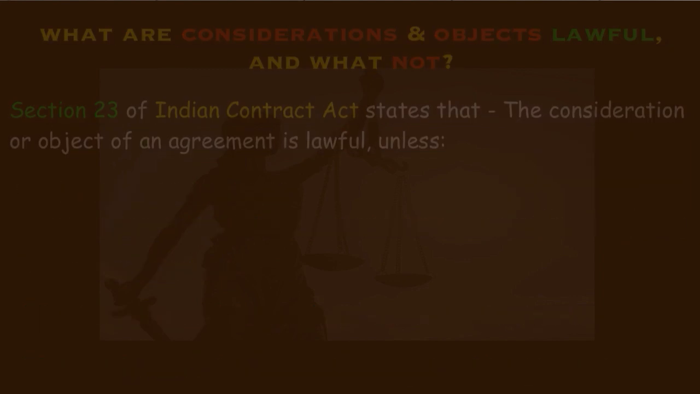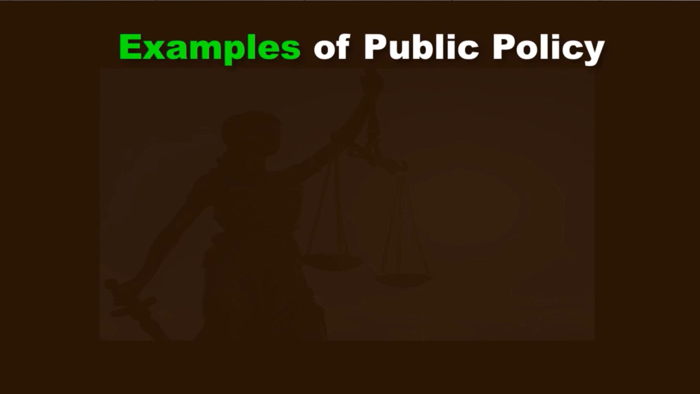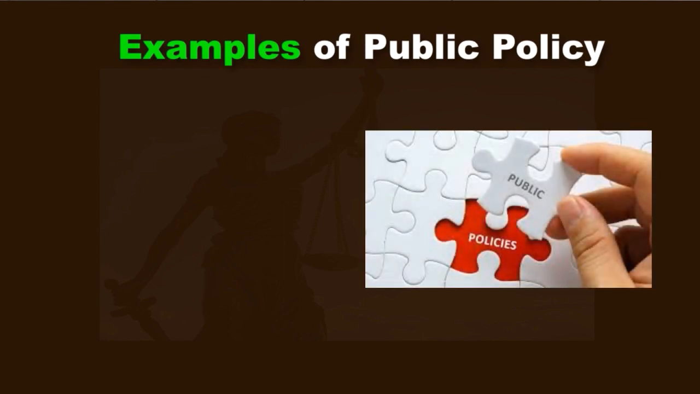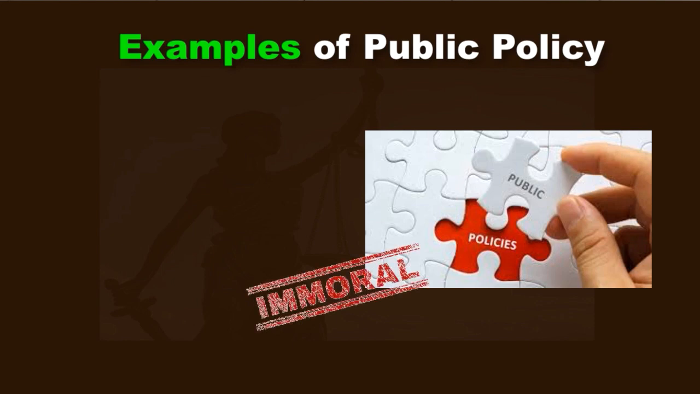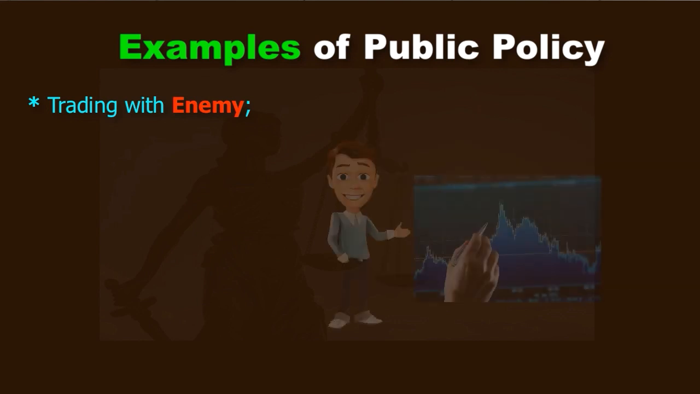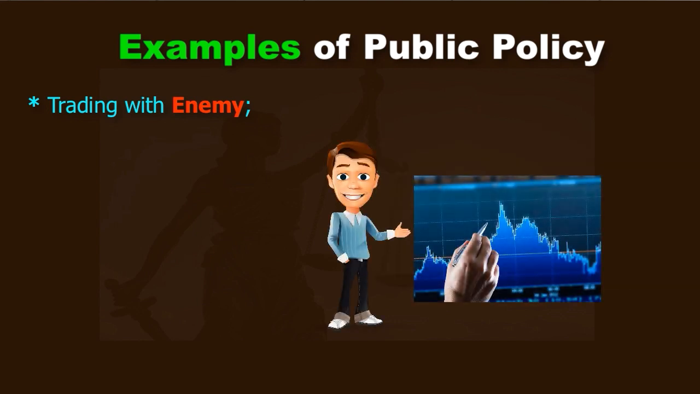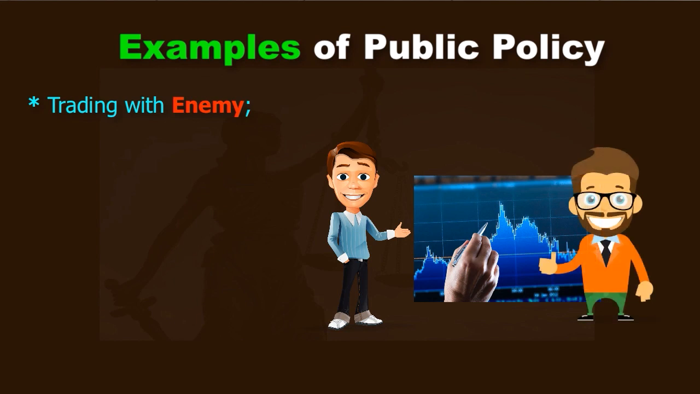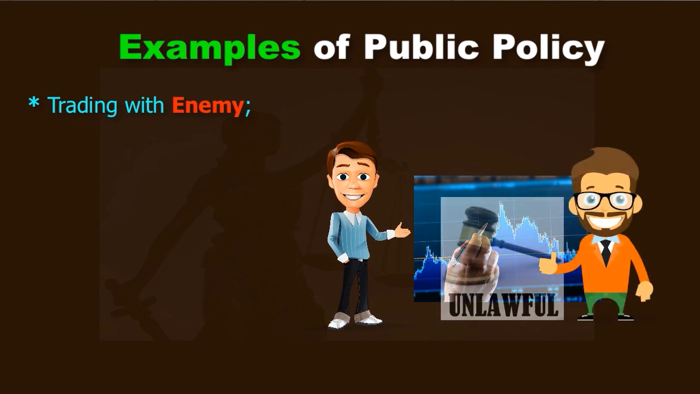Okay, now check out what are the examples of public policy. As we discussed in the last point, the court regards it as immoral or opposed to public policy. Immoral you can appreciate. Now let's check out what is the meaning of public policy. Public policy means trading with the enemy. Though the item that you are trading is lawful, the person with whom you are trading is unlawful, in the sense that he is an enemy. So that is the meaning of trading with the enemy.